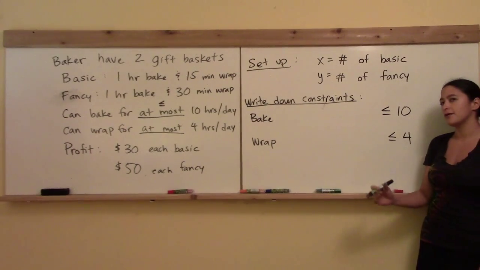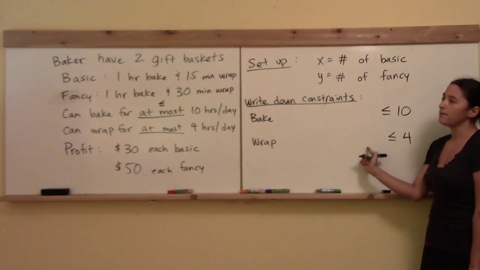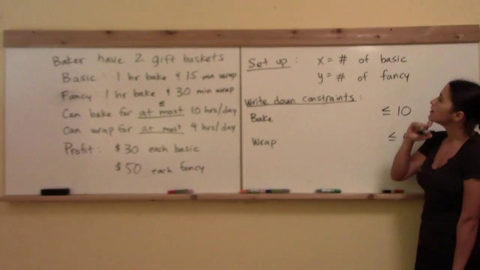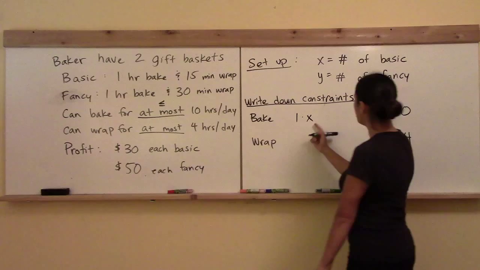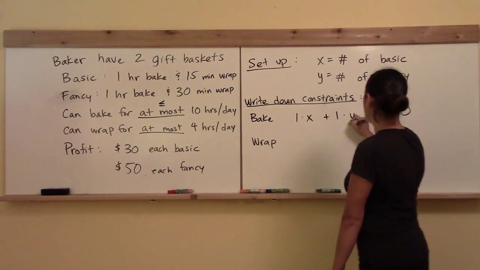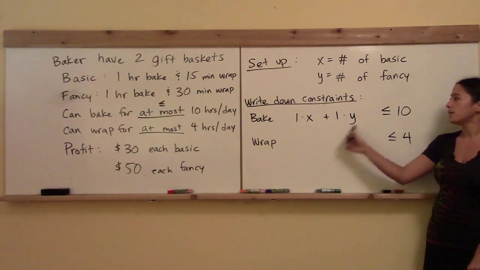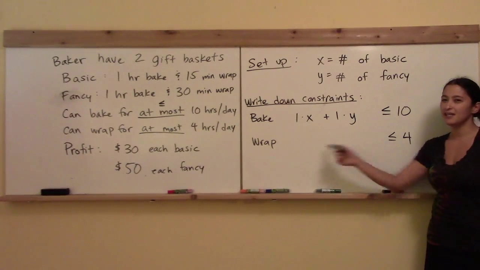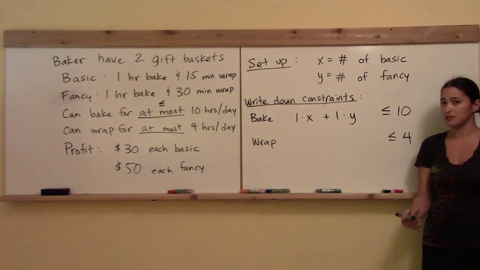Okay, so what I'm going to lay out now is how many hours am I baking? How many hours am I wrapping according to my plan of how many of each of these I plan on making. Okay, so the basic ones take me an hour to bake, so that's 1 times how many basic ones I made. The fancy ones also take me an hour, so that's 1 hour times the number of fancy ones I'm going to make. So you should get the inequality for the baking constraint that x plus y is less than or equal to 10. Okay? Now, if you didn't get anything here, go ahead and pause the video and try to write down the wrap one just for additional practice for yourself.